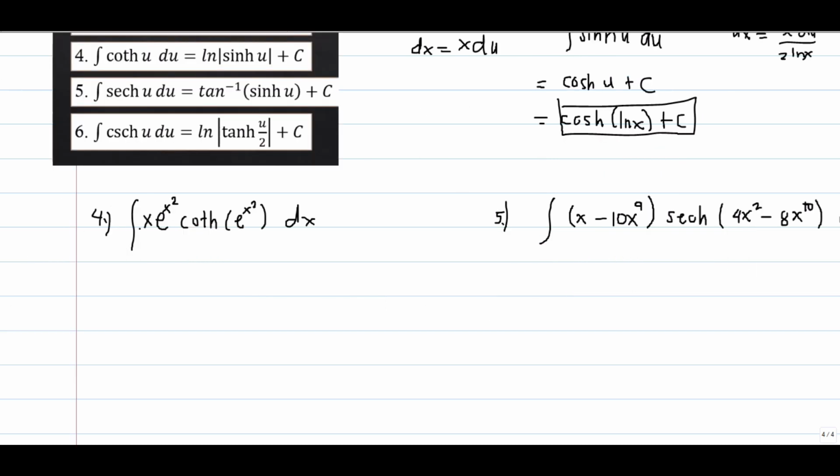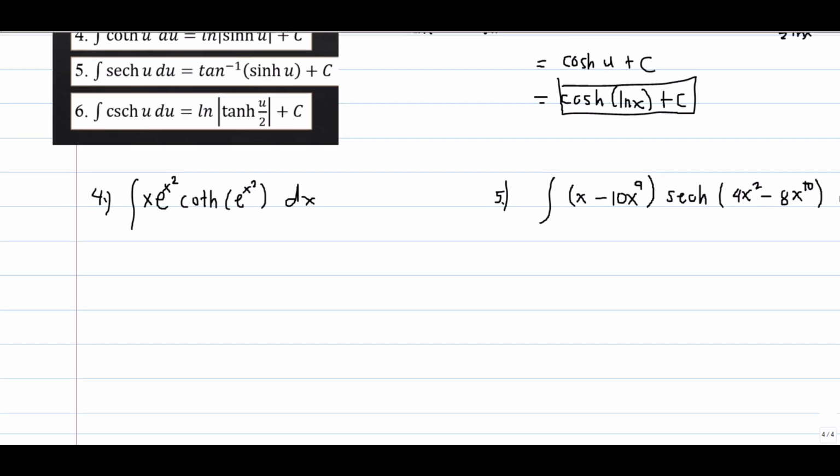Another: what is the integral of x e to the power x squared cosh of e to the power x squared dx? In this case, this problem is a little bit difficult. But if you can solve this kind of problem, then you know the process of solving derivatives and how to integrate, so for you, it would be a piece of cake.